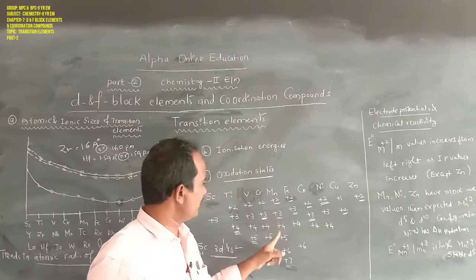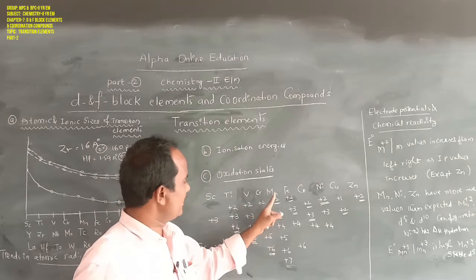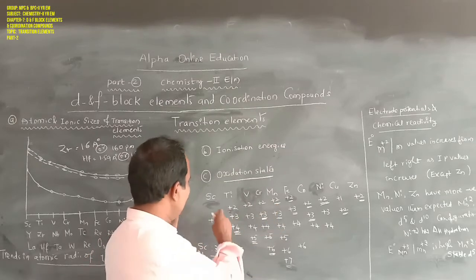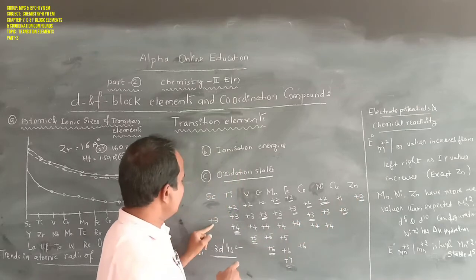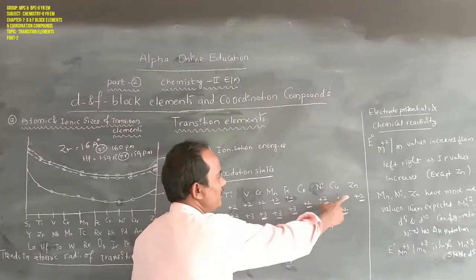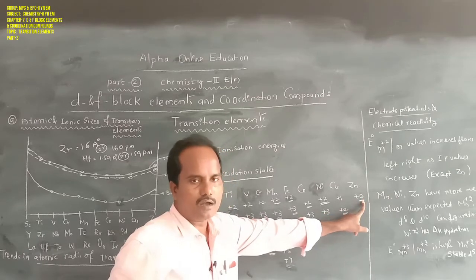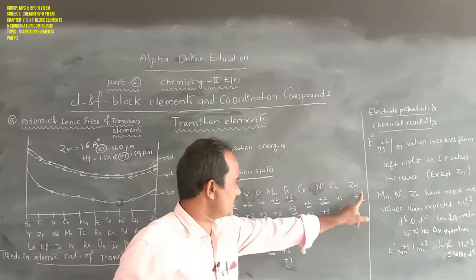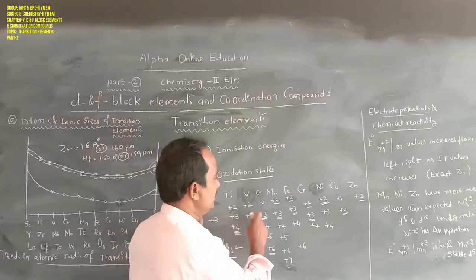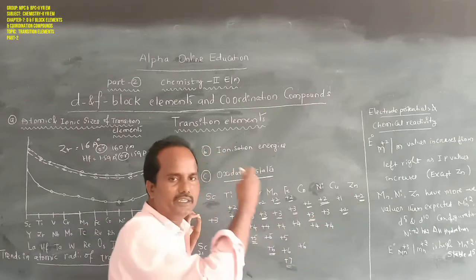When you take manganese, in the +2 state the d5 half-filled electron configuration is stable. From scandium to zinc, the +3 oxidation state stability decreases, that is, +2 stability increases. Zinc in the +2 oxidation state has a stable electron configuration, getting 3d10, from left to right. So +3 stability decreases and +2 stability increases.